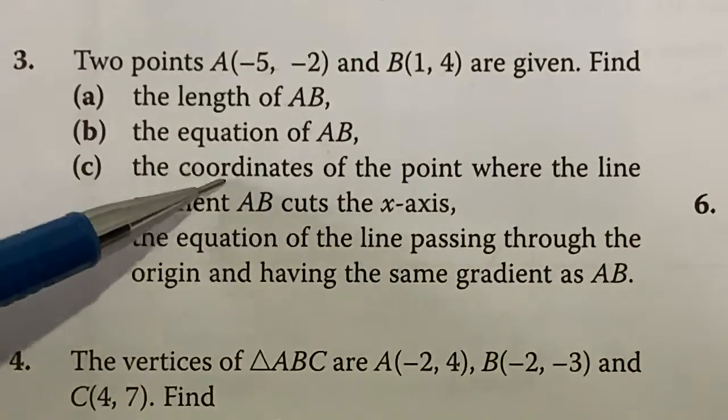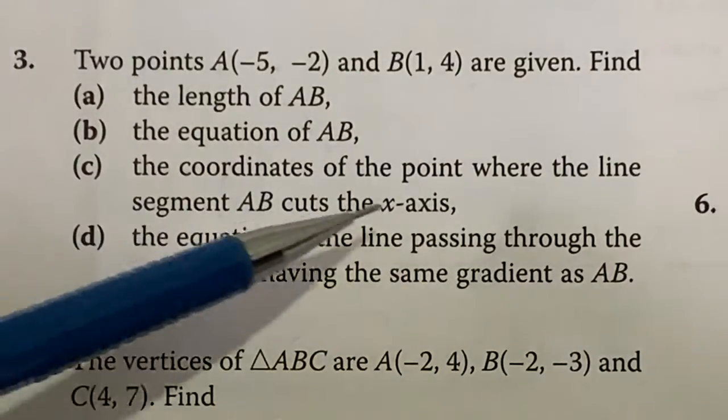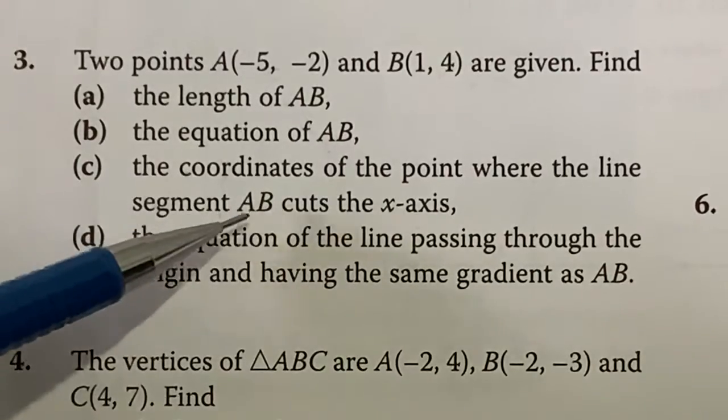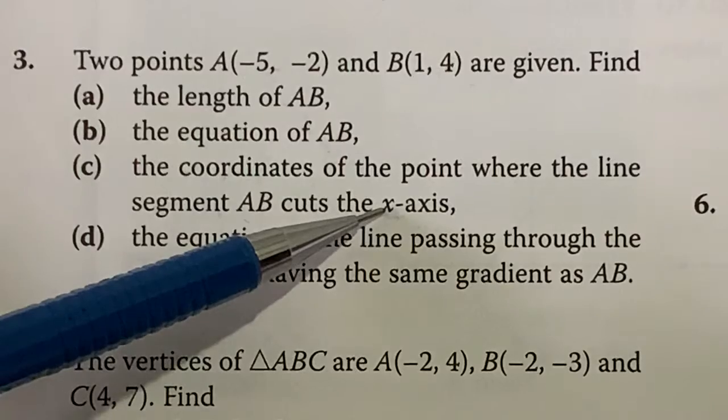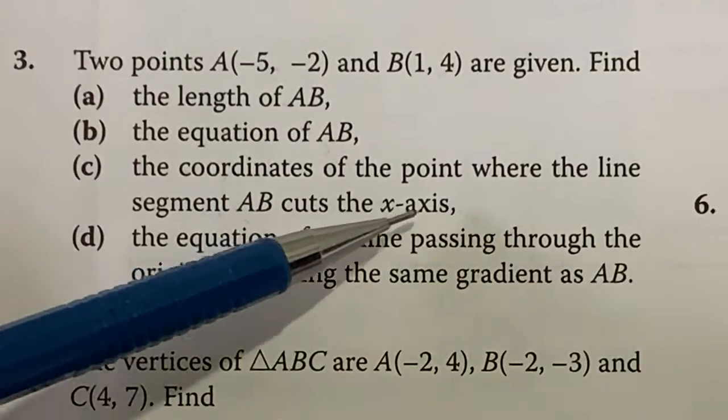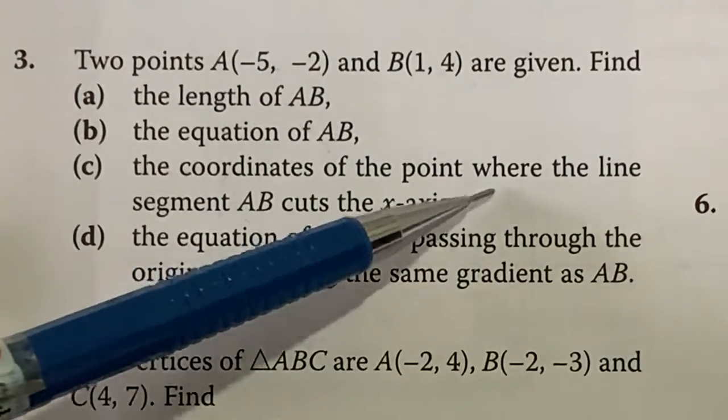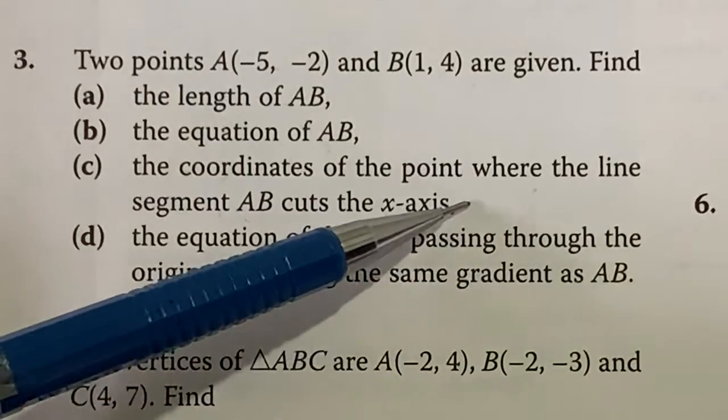And then find the coordinates where the line cuts the x-axis. So this line AB here cut x-axis. This is similar to the previous question. So we find x-intercept, we will substitute y equals to 0, and then we'll get the coordinates.